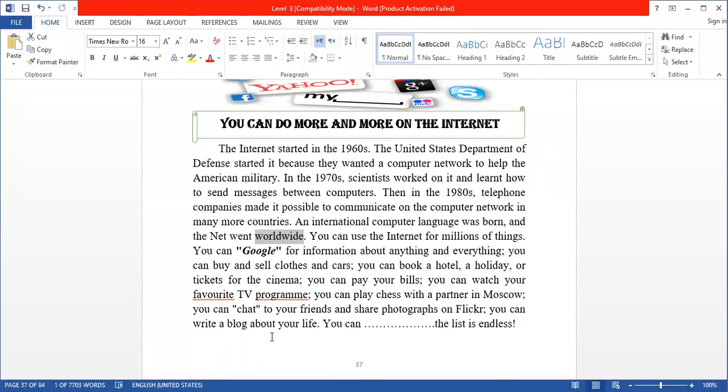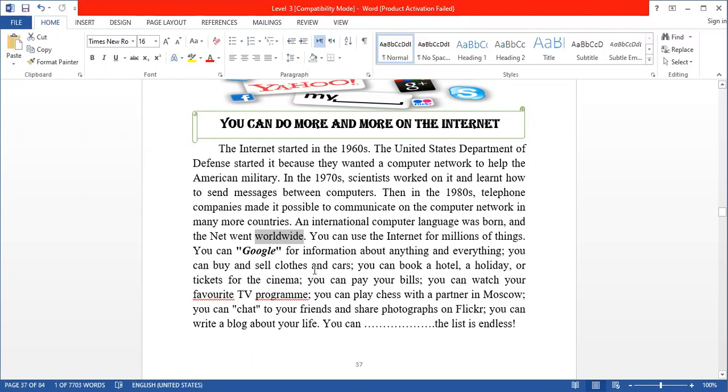You can, the list is endless. The list is endless means what? Here it means that the list of the things that you can do on the internet is not going to end. Endless: something that has no end. Clear?